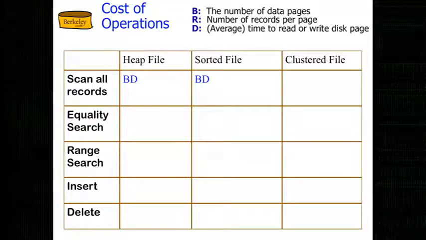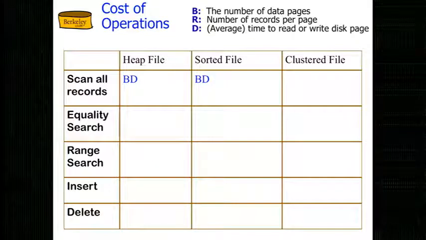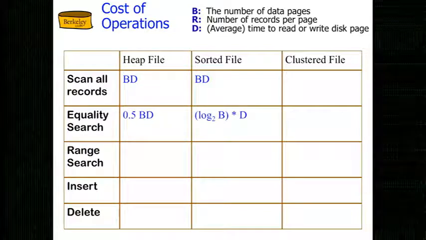On expectation, how much time is that going to take? Log base 2 of what? Of B, right? That's the number of IOs we're measuring. Log base 2 of B times D, which is the cost of a block access. All right, very good. We're in business. So we finally saw the benefit of sorting our file. There it is. It's that log factor.